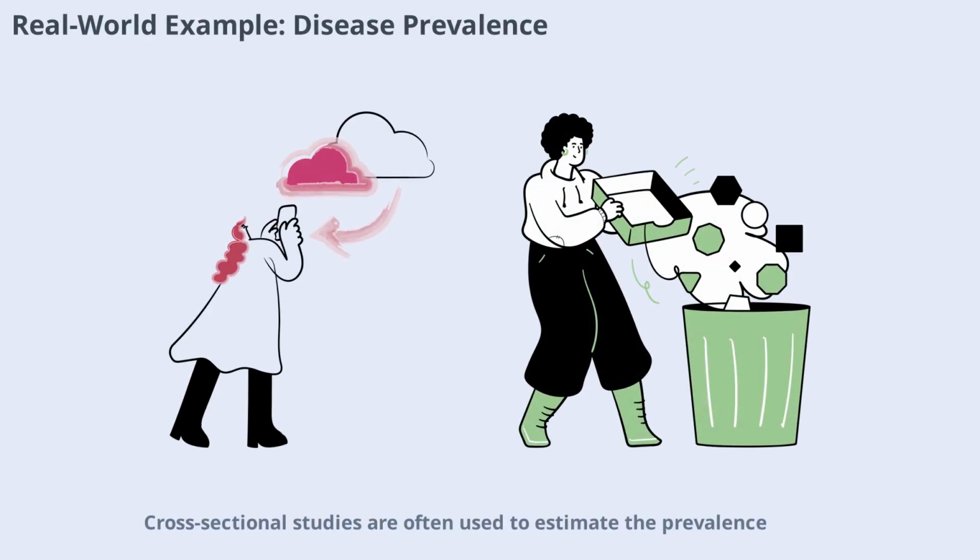Cross-sectional studies are often used to estimate the prevalence of diseases like diabetes or hypertension in a community. By surveying a representative sample, researchers can quickly assess the burden of disease and identify populations in need of targeted interventions.